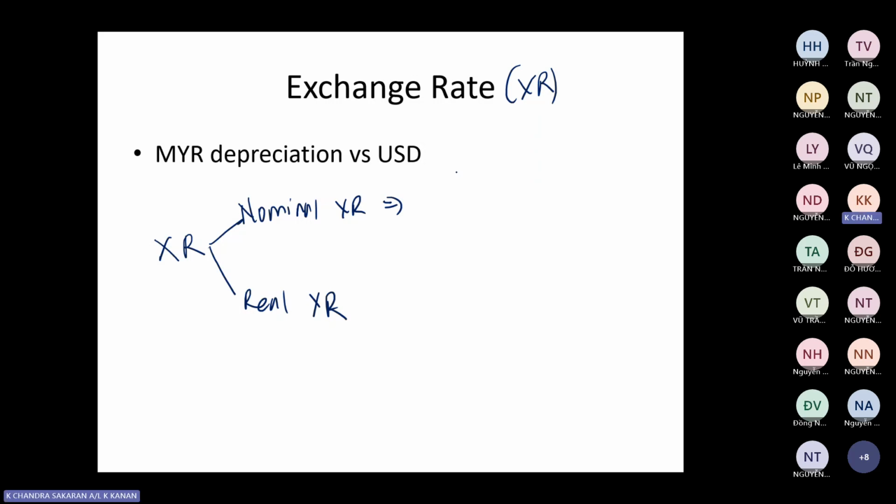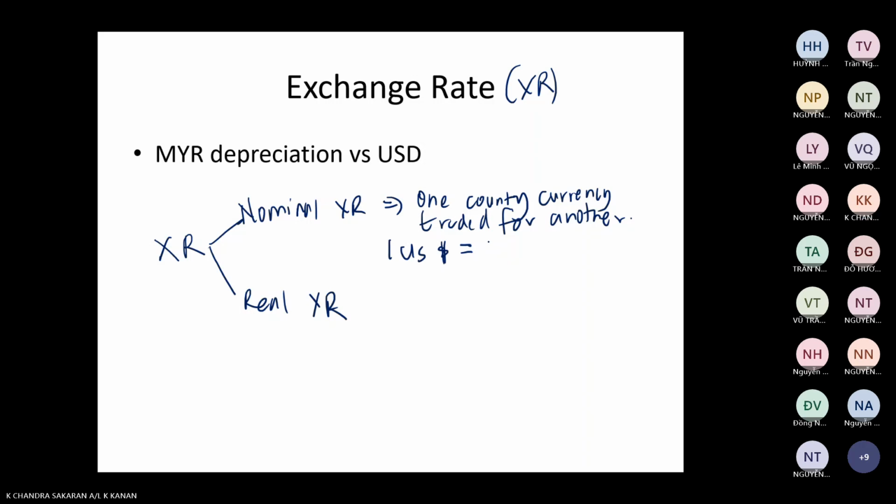What is the nominal exchange rate? One country's currency traded for another country's currency. For example, $1 equals how much dong? 20,000. What's the exchange rate between the US dollar and the Vietnamese dong?